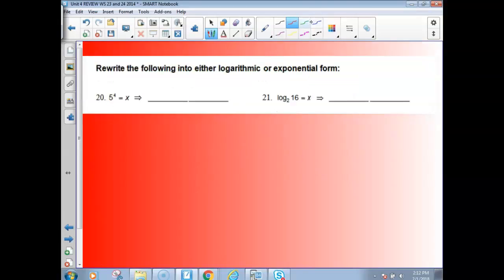Rewrite the following as logarithmic or exponential, and that would be the log base 5 of x is 4. And this one would be 2 to the x is 16, and it doesn't say to solve it, so don't write 4.